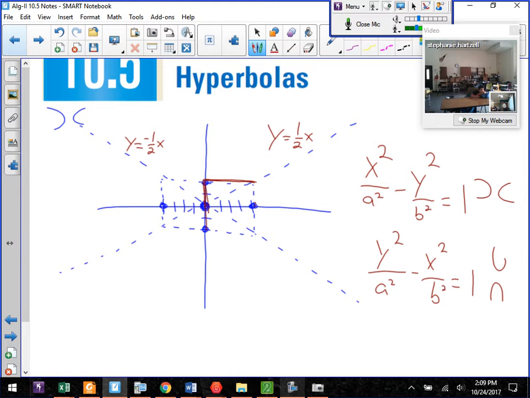It's what comes first, x squared or y squared. Ellipses, a squared tells you where it goes. If a squared is underneath the x squared, it's stretched left and right. If a squared is under the y squared, it's stretched up and down. That's the only difference.